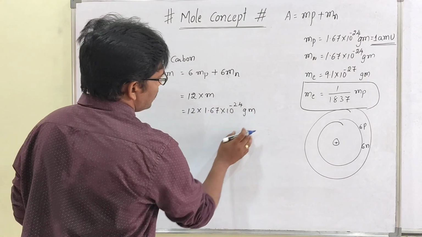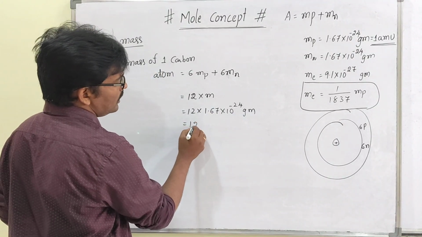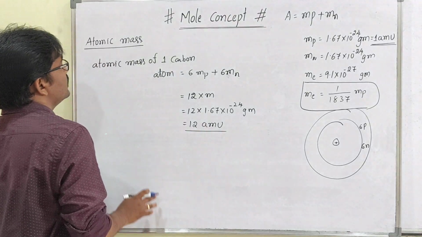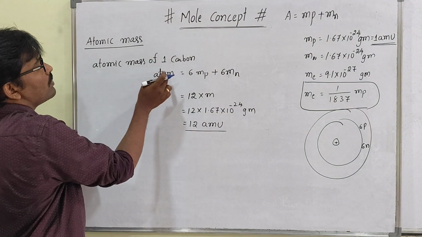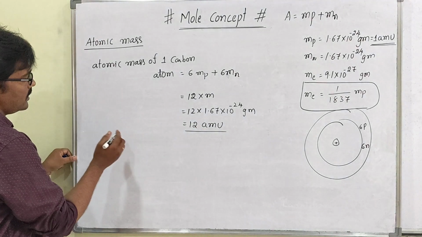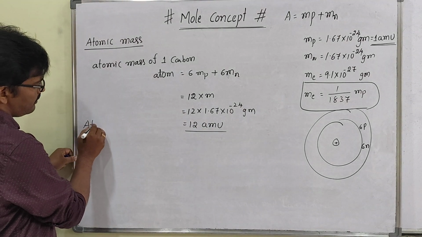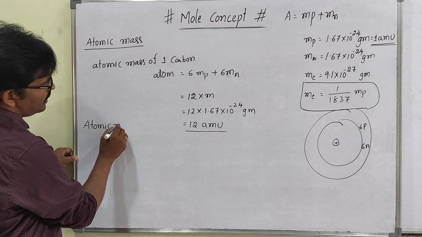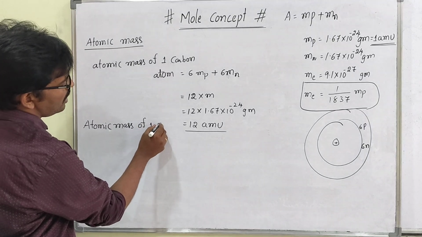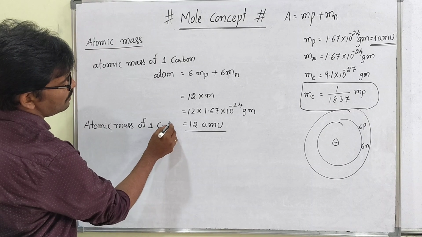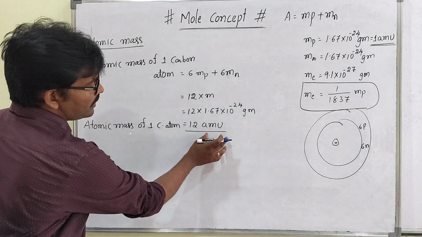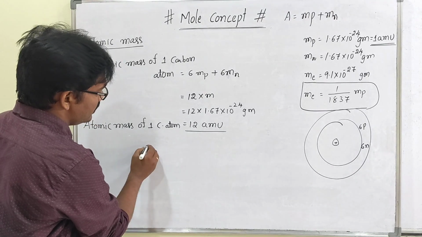సో ఇది టోటల్గా 1 atomic mass యూనిట్ అవుతుంది. సో 12 atomic mass units అంటాం. ఇది sir, atomic mass of 1 carbon atom, it is equal to 12 atomic mass units. So now look at atomic mass of 1 carbon atom. So only atomic mass unit in case if it is required.